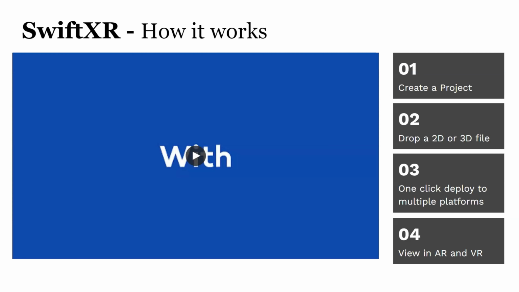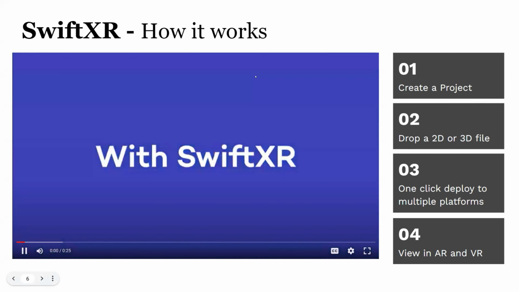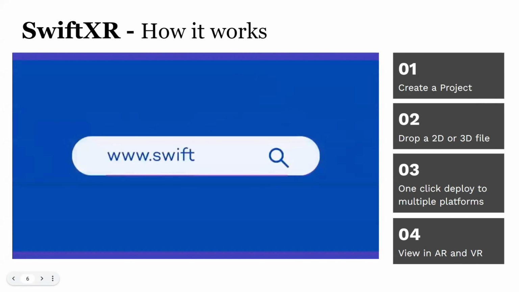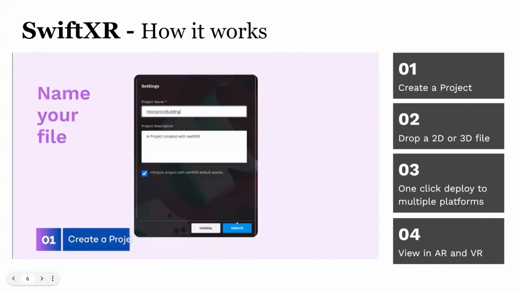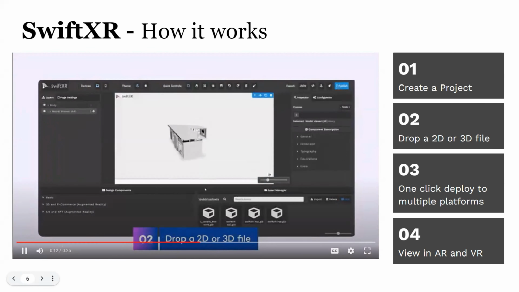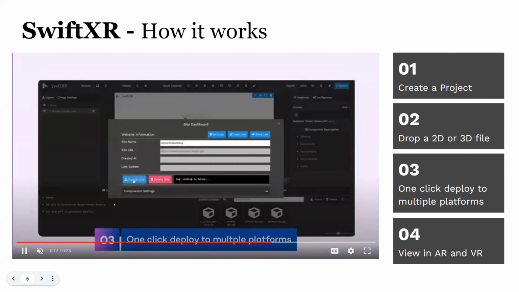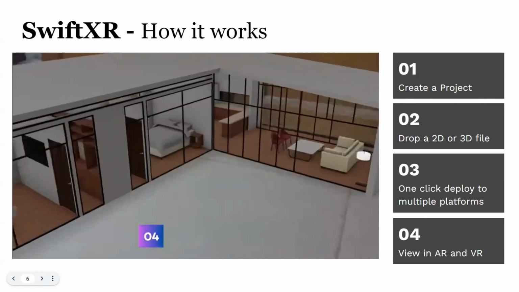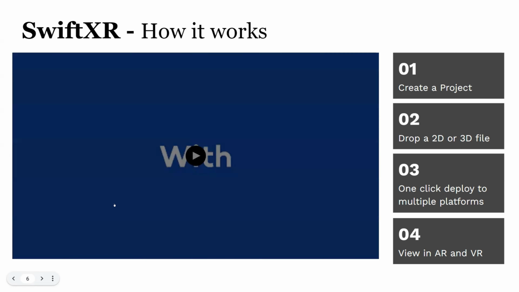You can create an experience on SwiftXR in 4 easy steps. The first one is you create a project on SwiftXR. When you go to SwiftXR and create a project, you immediately drop a 2D or 3D file on the platform. Then after dropping your file, you can generate a publish link immediately, and it can be viewed in AR as shown in the video.